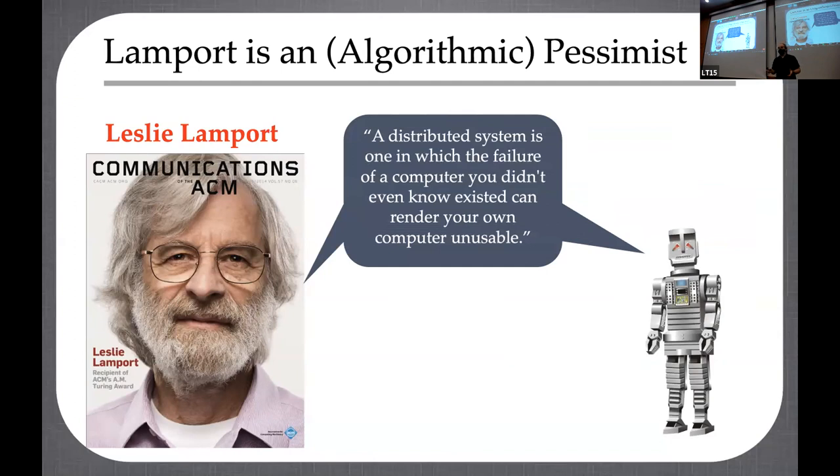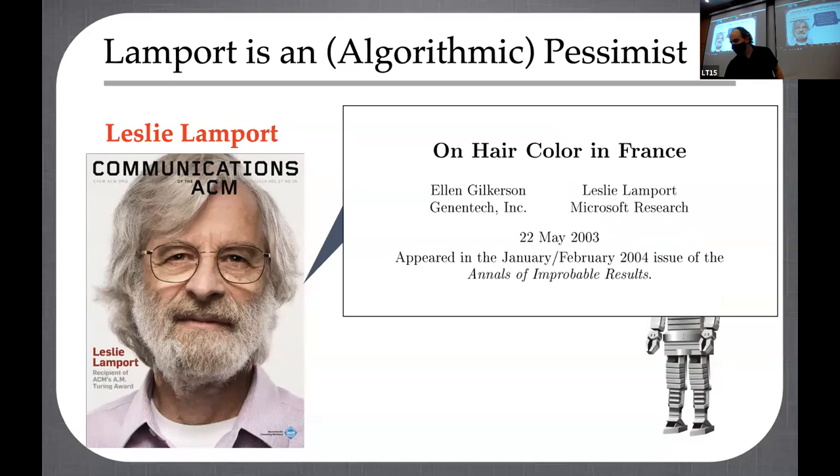By the way, if you talk to him, he is also quite an entertaining person. It shows that being an algorithmic pessimist and being an entertaining, happy person are not at all unrelated. For example, he has this great paper on hair color in France, if you're interested in seeing another side of Lamport, but I digress.